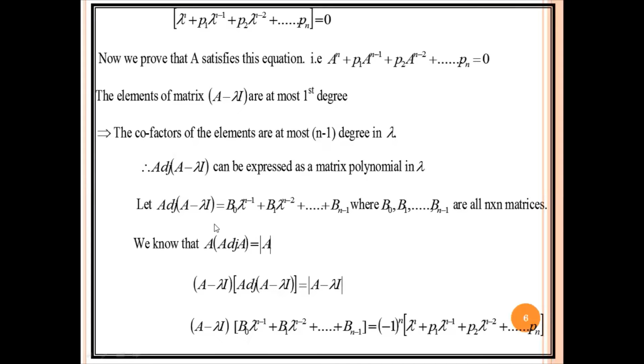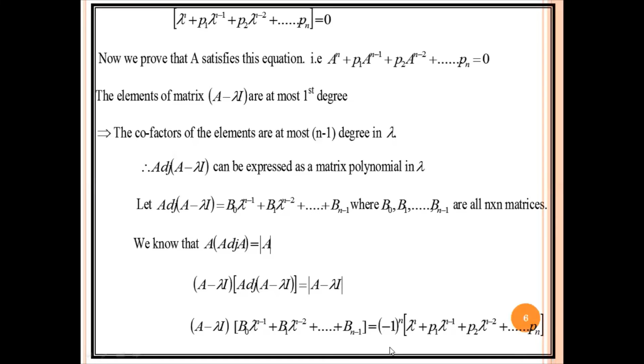Right? Now we are replacing A by A minus lambda I. In place of A, we have substituted A minus lambda I. Now we substitute what we have already taken: adjoint of A minus lambda I is an n minus 1th degree polynomial. We substitute this value, and we also know that the determinant of A minus lambda I is nothing but the characteristic polynomial, which is substituted here, right?